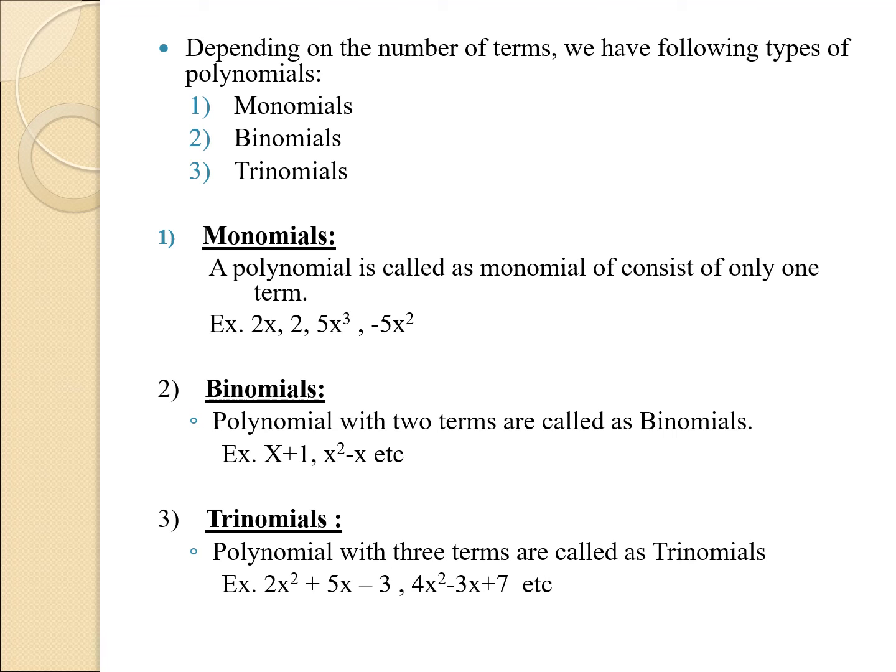Tell me in case of any confusion. You can write in the comment section. We will try to solve your confusion. Okay, so these are the 3 types based on the number of terms. So we have seen 2 classifications of polynomials. One is based on the number of variables: we have 1 variable polynomials, 2, 3, 4 variable polynomials. And the other, depending on the number of terms, gives monomials, binomials and trinomials.